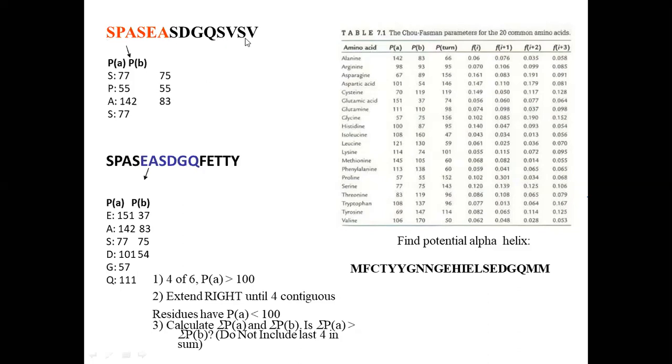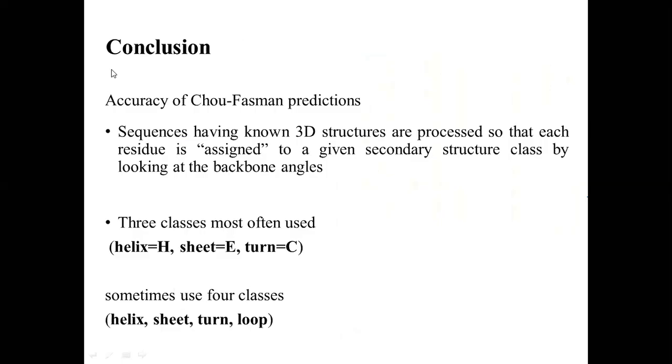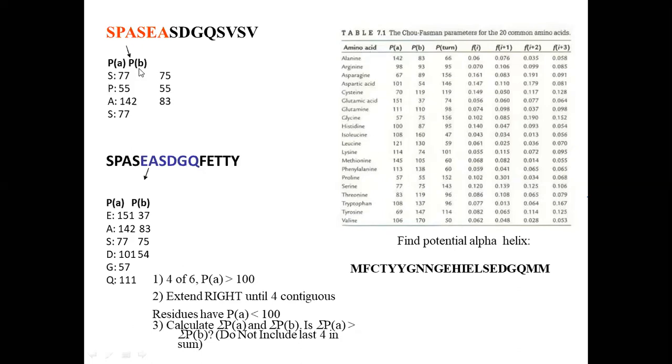This is a peptide: SPA, SEA, SDGQ, SV, SV. PA means propensity of alpha helix, and PB means frequency of beta sheets. And he just wrote the values, like serine is 77 for alpha helix, and for beta sheet it's 75. Proline 55, 55, alanine 142 and 83, serine 77, and here we have no value.